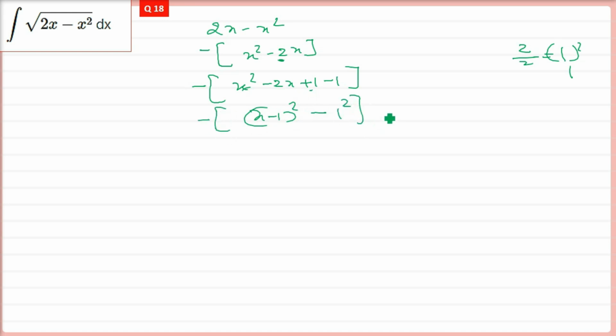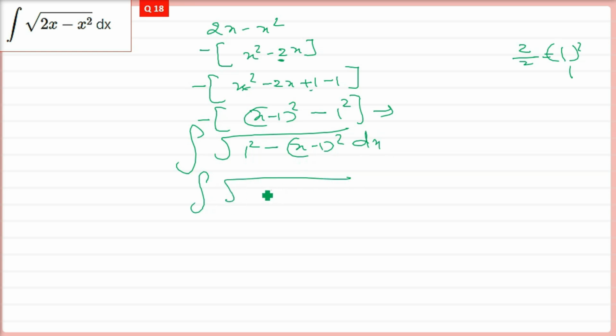Negative is outside, so you cannot have a negative inside a root. So just swap this term with multiplication of negative. So 1 square minus x minus 1 whole square will come inside a root. You just have to integrate this. A square minus x square formula you already know. So under root a square minus x square dx you have to apply here. Alright. In place of a, take 1. In place of x, take x minus 1.